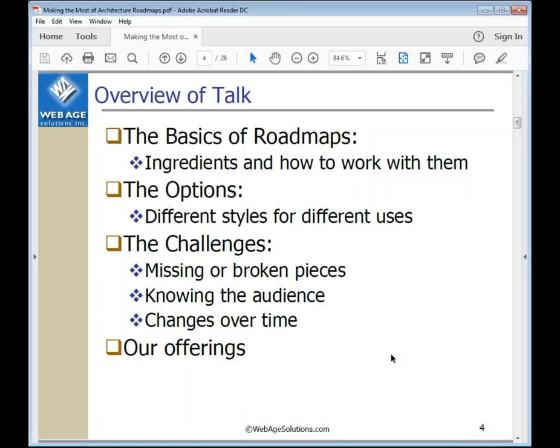And then the final unit of the talk is about the challenges. So we'll be looking at issues around what if you're missing information or resources, how does that get reflected, what do you do about it. Also the importance of working with your stakeholders, so knowing your audience, and that roadmaps, as we'll see, are a communication tool. And then of course, over time things change, so the roadmap that you created at the beginning of the work needs to be kept up to date. So when would you do that, and how would you, and some of the issues around working with that.